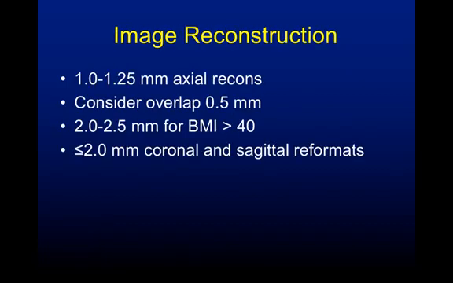With regards to image reconstruction, thin axial reconstructions are recommended. Some centers may consider overlapping images, and for patients with a larger BMI, thicker reconstructions may be useful to decrease the visibility of noise. Finally, coronal and sagittal reformats should be performed, and they should be around 2 millimeters thick.